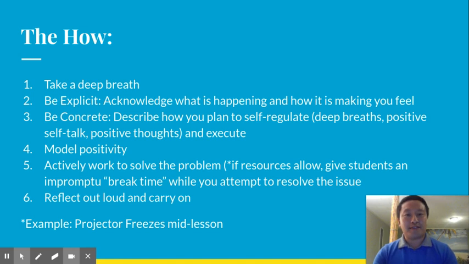Step 4, model positivity. Try to stand up straight. Try to keep smiling. Try to talk in a calm voice. Keep your chin up. And model that everything is going to be okay. Step 5, actively work to solve the problem. There could be a plethora of different situations to solve, and it's important for you to actively work through it. But first, calm yourself down and then work through it.